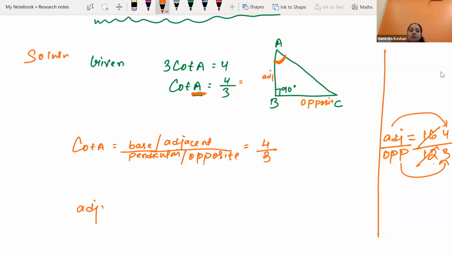If you will be taking adjacent side as 4k and opposite side as 3k, that means if it is not the reduced form of the fraction, then k value will be 1. Okay, it's completely okay. Otherwise k value can be any other number. Are you getting, Maha? Yes, ma'am.